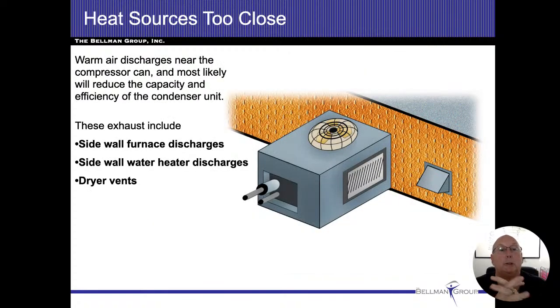Warm air discharges near the compressor can most likely reduce the capacity and efficiency. All right, so sidewall furnaces, sidewall water heater discharges, and dryer vents. Now, sidewall furnace discharges, I mean, the furnace and the air conditioner are not going to be running at the same time. And if they are, they might be two separate units. So because of efficiency, I can't buy into that one.